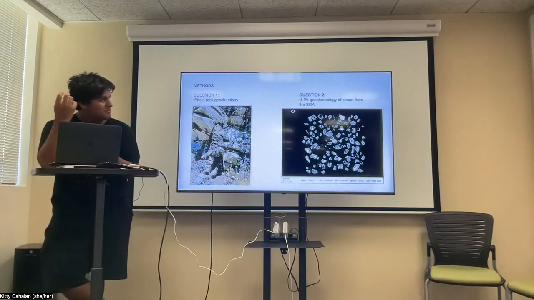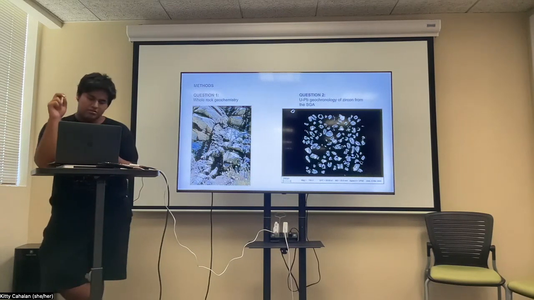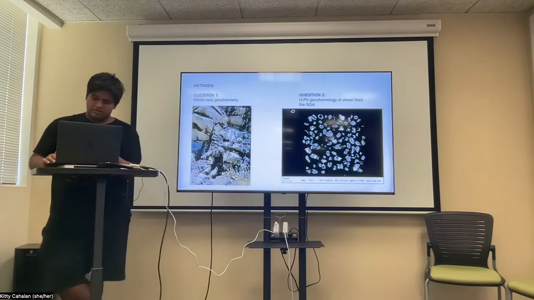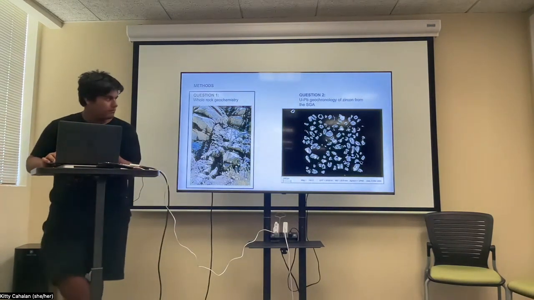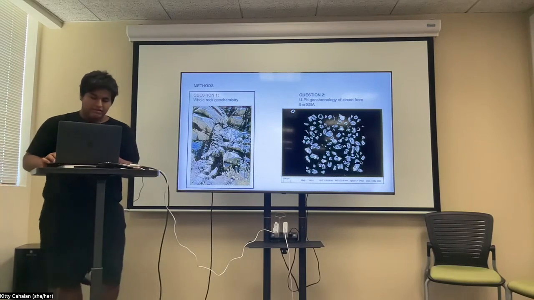Here are the methods we're going to use for each of the questions we just went over on the past slides. For question one, it's whole rock geochemistry. For question two, it's uranium and lead geochronology of zircon from the San Gabriel anorthosite. But we mainly focused on question one. That's what we mainly did during the program.